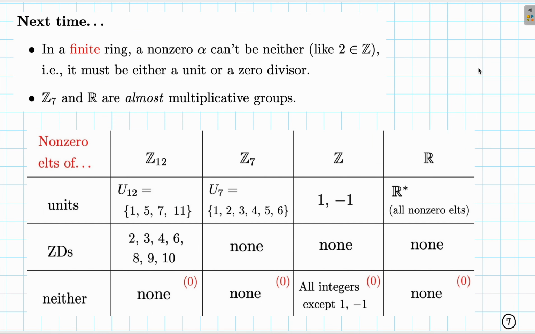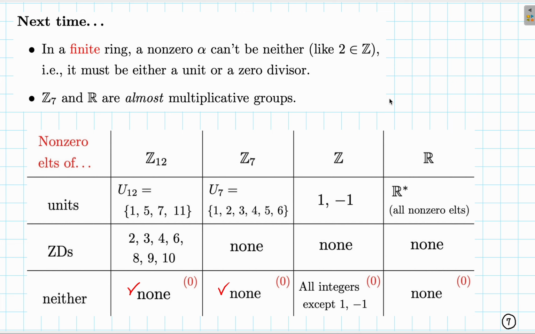Now here are a couple of coming attractions for the next lesson. First, in a finite ring, in other words, a ring with finitely many elements such as Z12 or Z7, a non-zero element alpha cannot be neither a unit nor a zero divisor. In other words, every non-zero element in a finite ring must be either a unit or a zero divisor. And that explains the none that occurs in Z12 and Z7.